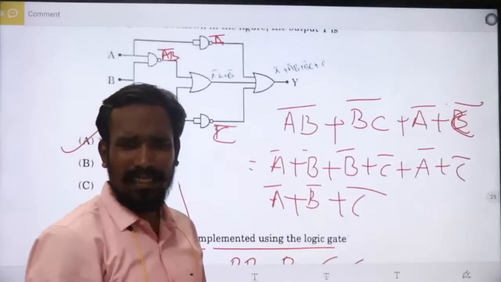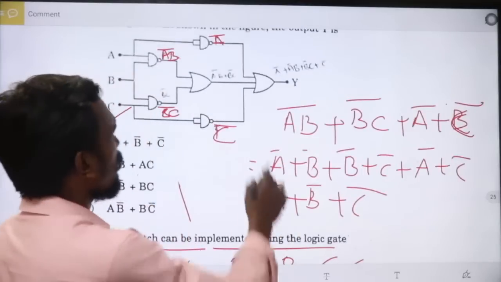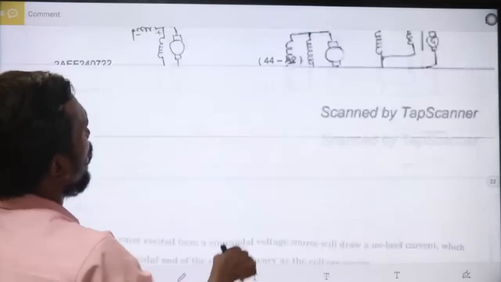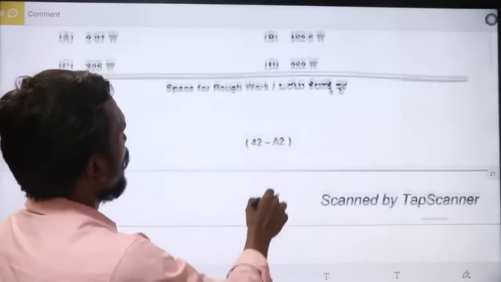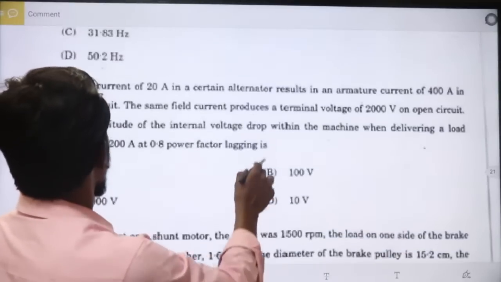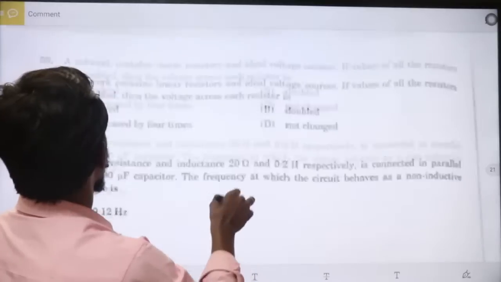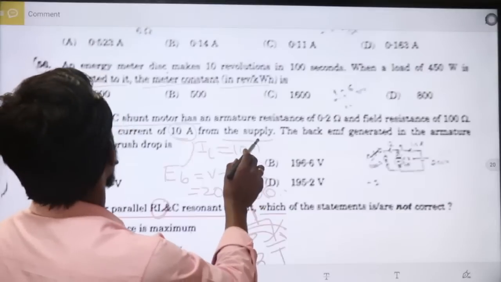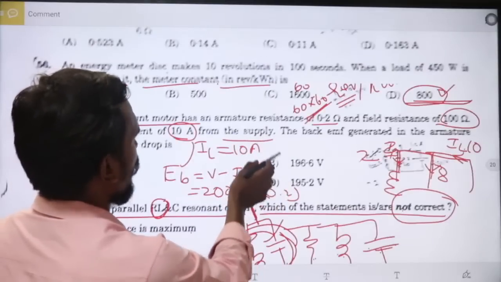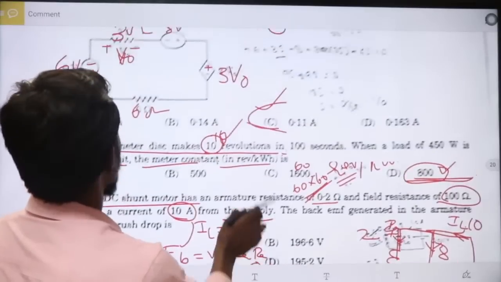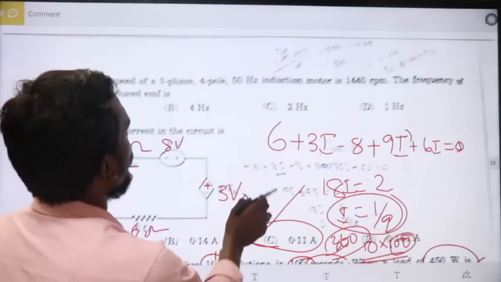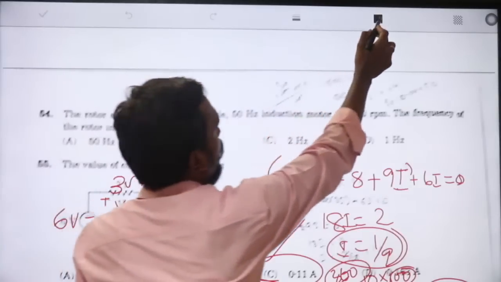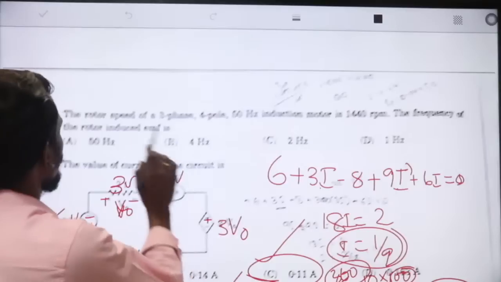One question is there in the induction machine, right? They gave 1440, and they asked for the rotor frequency. Where is that question? I didn't find it here. I think somewhere that question got missed. Here it has to be. Yeah, it is there. Actually, this is also not in clear view. What did they give, sir?